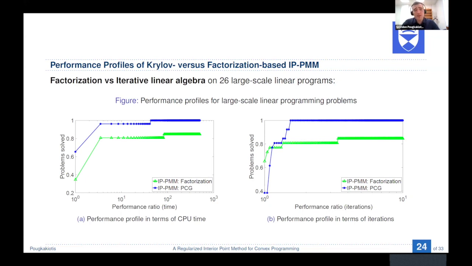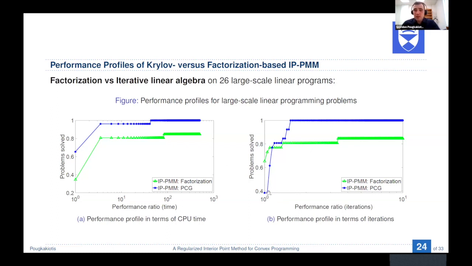So from these graphs, you can observe that the method that uses iterative linear algebra is significantly more efficient and also more robust. And I should mention here that these experiments were conducted on a personal computer with 16 gigabytes of RAM, and this was not sufficient to actually obtain a factorization for the Newton system for some of these problems. And this is why the factorization-based approach fails to solve about 20% of this data set. This does not occur when we're using iterative linear algebra. And at the same time, we obtain a significantly faster algorithm because we are not using as much memory.